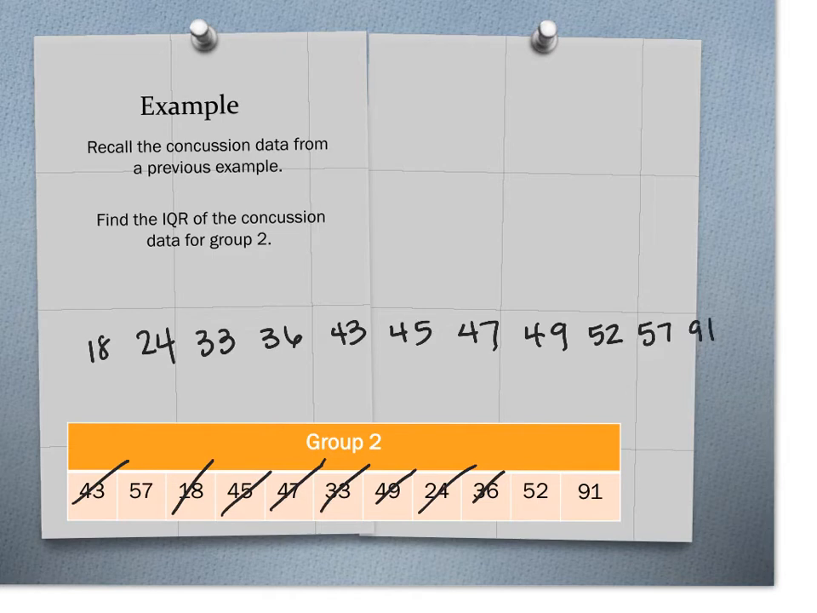To find the IQR, here's what we're going to do. We're first going to find Q1. So Q1 is equal to 0.25 times how many values in the data set? 1, 2, 3, 4, 5, 6, 7, 8, 9, 10, 11. So 0.25 times 11, and we get 2.75. Now remember, it's a decimal, so what do we do to it? We round it up. So look at the third observation. So Q1 occurs at 33.